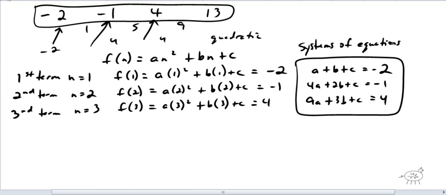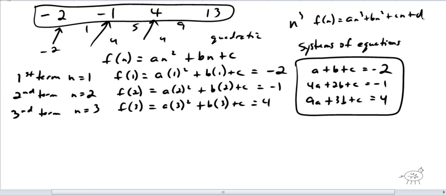One thing I want to point out, this happens to be a quadratic. If this was a cubic, so I had an n cubed, it would look like this. It would be f of n equals an cubed plus bn squared plus cn plus d.